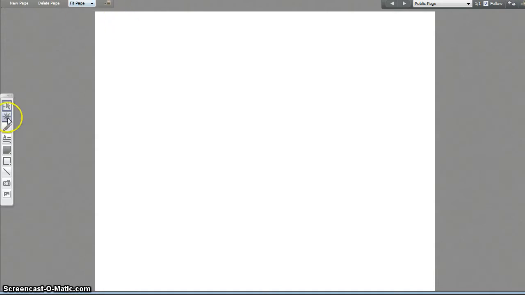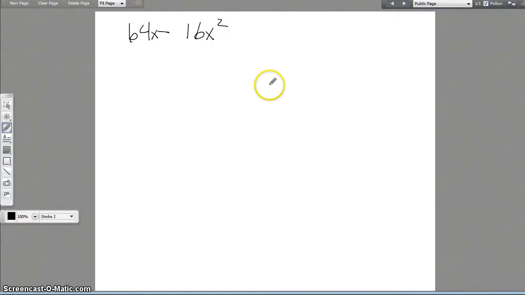So if we have something like 64 minus 64x minus 16x squared. When we're looking at 64x minus 16x squared, it's pretty easy to see that x is a common factor, because we have an x in the 64x and an x in the 16x squared. Now when we look at our coefficients, we have 64 and 16. Those are both multiples of 8, so we can pull out an 8.